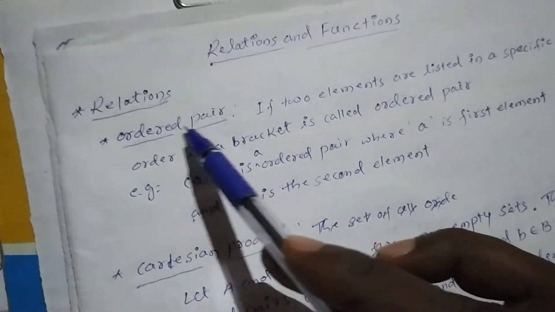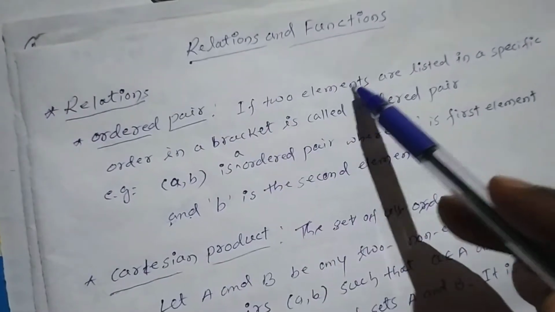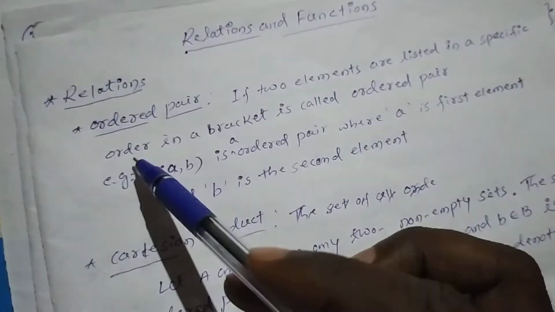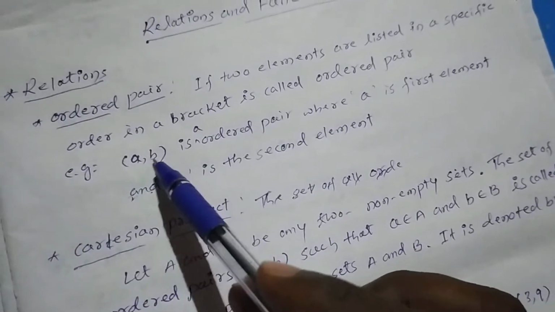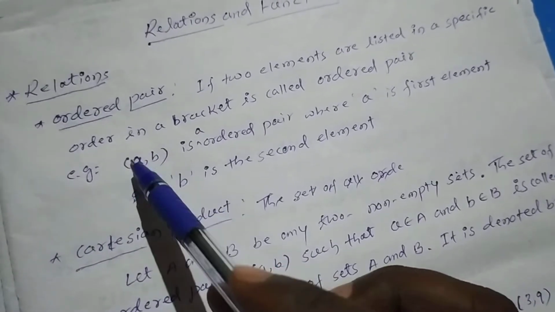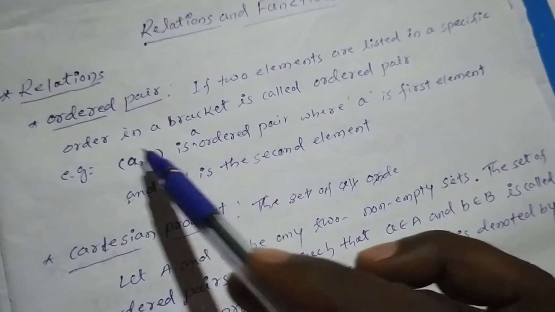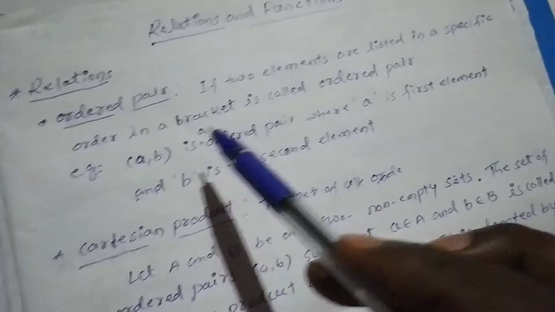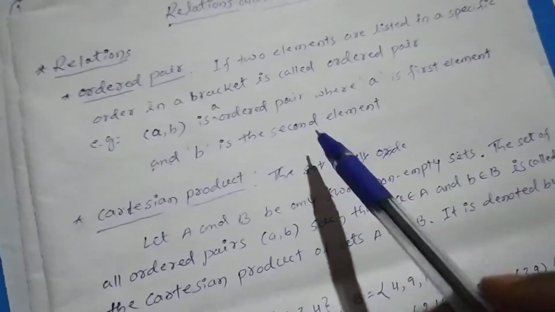First one, ordered pair. Ordered pair means if two elements are listed in a specific order in a bracket, it is called an ordered pair. See here, A and B. A is the first element, B is the second element. These elements are listed in a bracket. Such a pair is called an ordered pair. A is the first element, B is the second element.